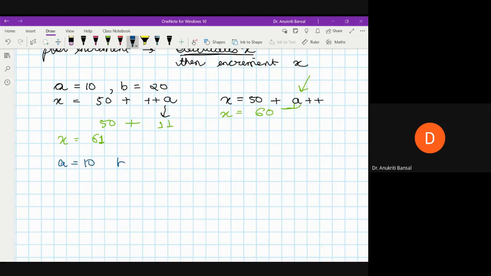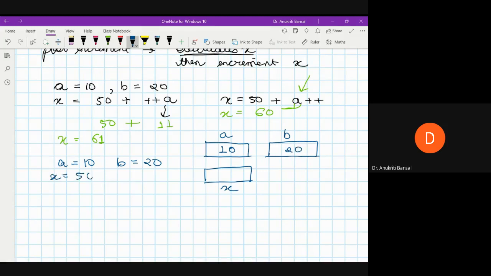a equals 10, b equals 20. So I have a cell reserved here, a, b, and I have x. So a is 10, b is 20. Now x equals 50 plus plus a. In this scenario, the value of a will be increased first. So it will now be 11. So 50 plus 11 is 61. So x will get 61.